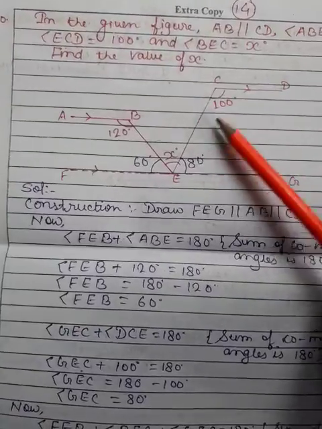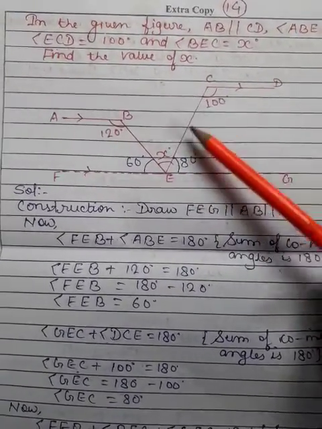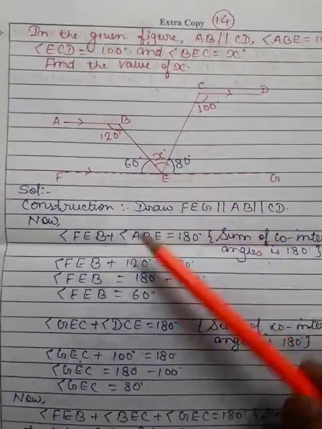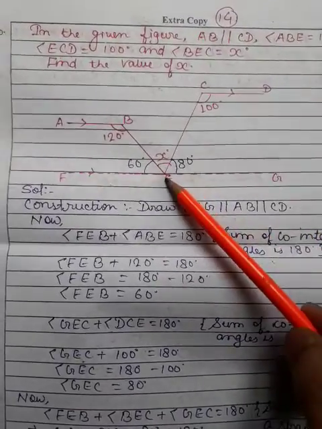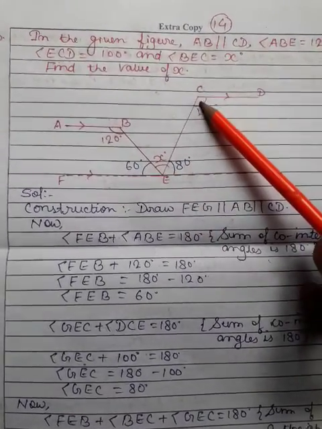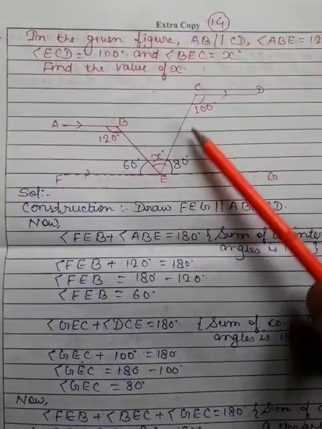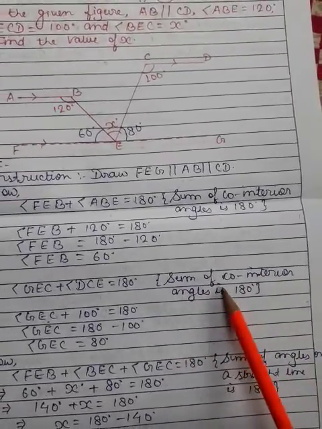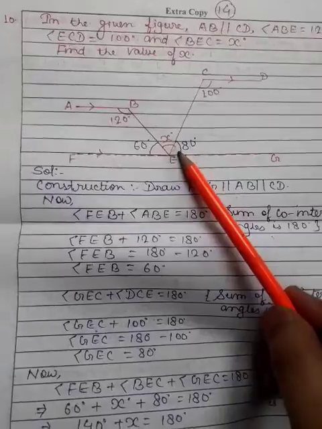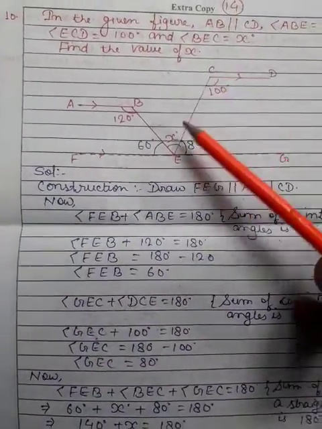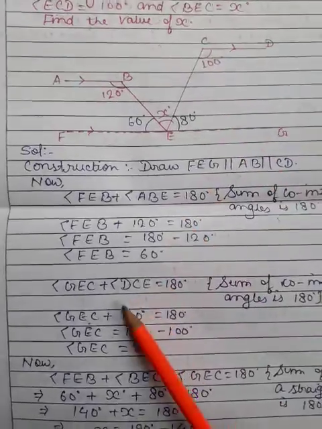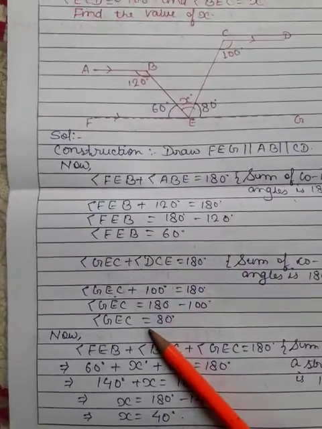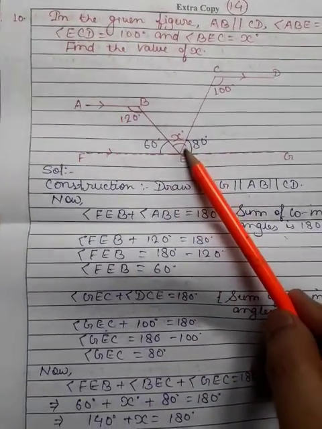Similarly, come this side. This angle plus this angle will be equal to 180 degree, because these two are co-interior angles. So once again we'll write the names. Angle GEC plus angle DCE equals to 180 degree, and reason is sum of co-interior angles is 180 degree. GEC value is not given, and DCE value is given 100 degree. We will solve this and get angle GEC equal to 80 degree.